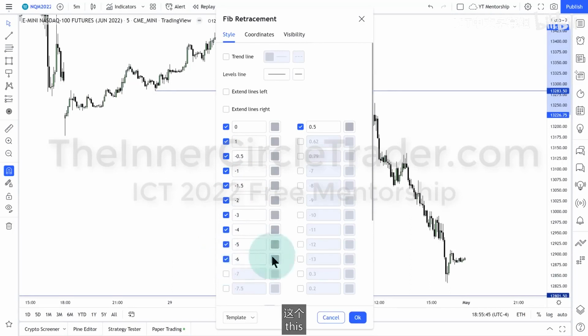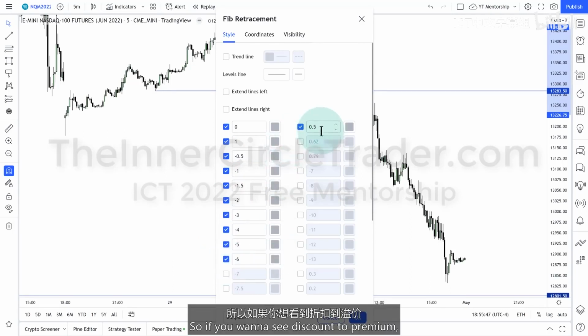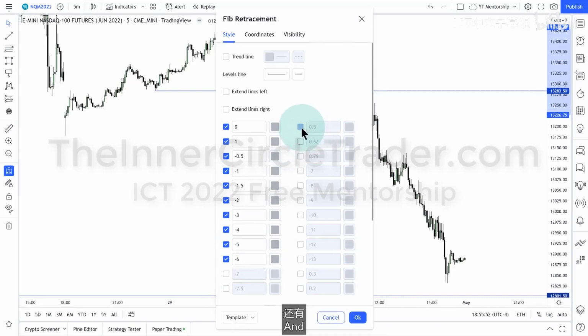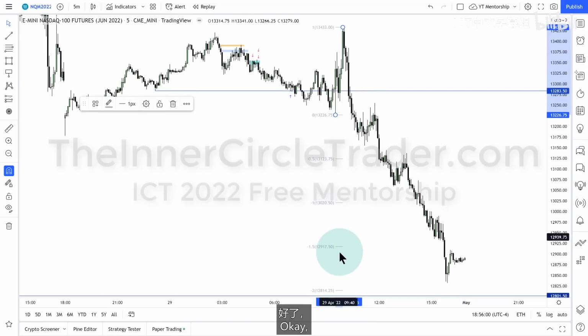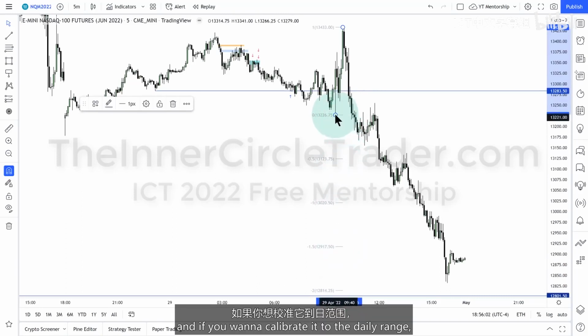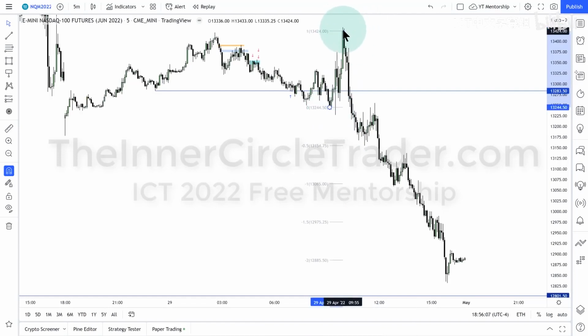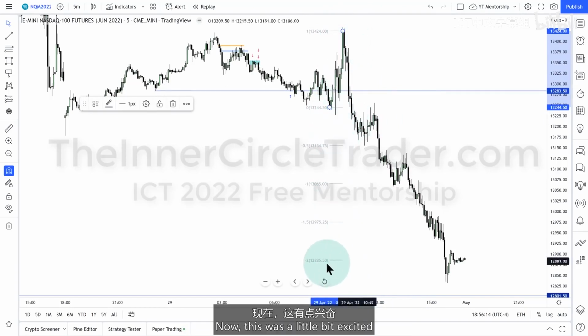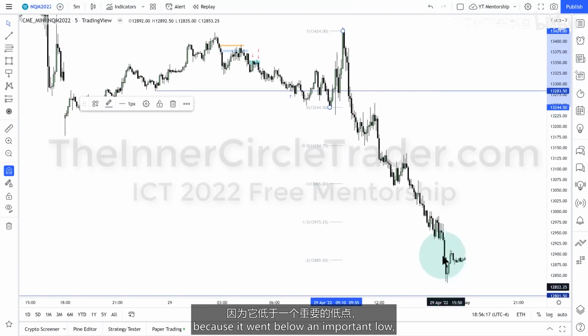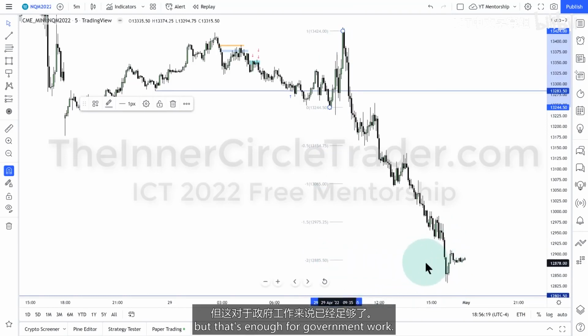Now, if you want to see projections on how far down or up the moves will likely go, this is for equilibrium. So if you want to see discount and premium, that's what the 0.5 level is. It's 50%. And you can see by having this on here, it starts doing standard deviations. And if you want to calibrate it to the daily range here, it'll give you a pretty good idea of where your low should form.